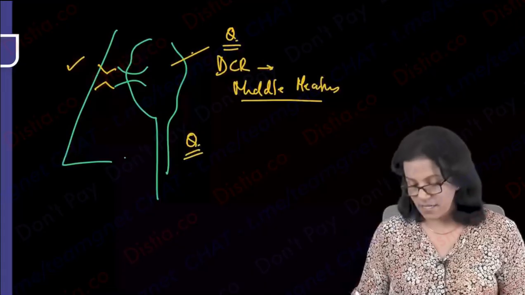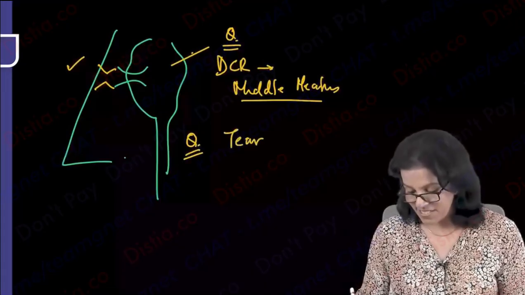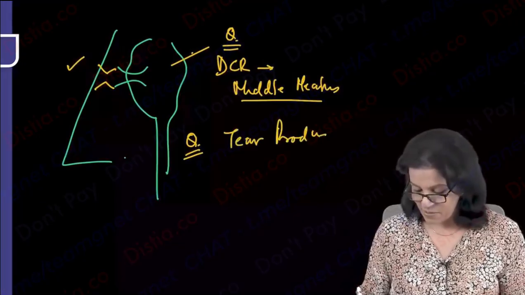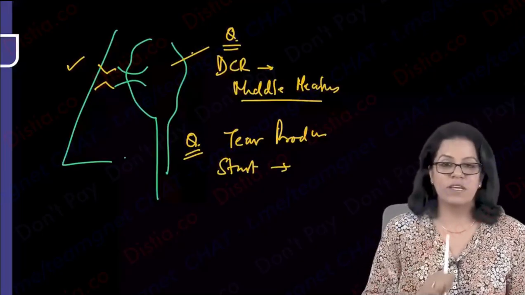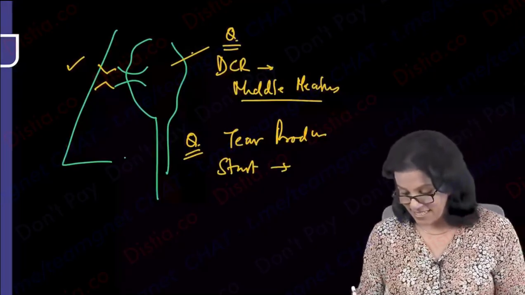One more question they have asked you related to this. We are talking about the congenital condition. Then when does the tear production start? So just remember this question here. When does the tear production start? What am I talking about? So let's see. The answer is 6 weeks.